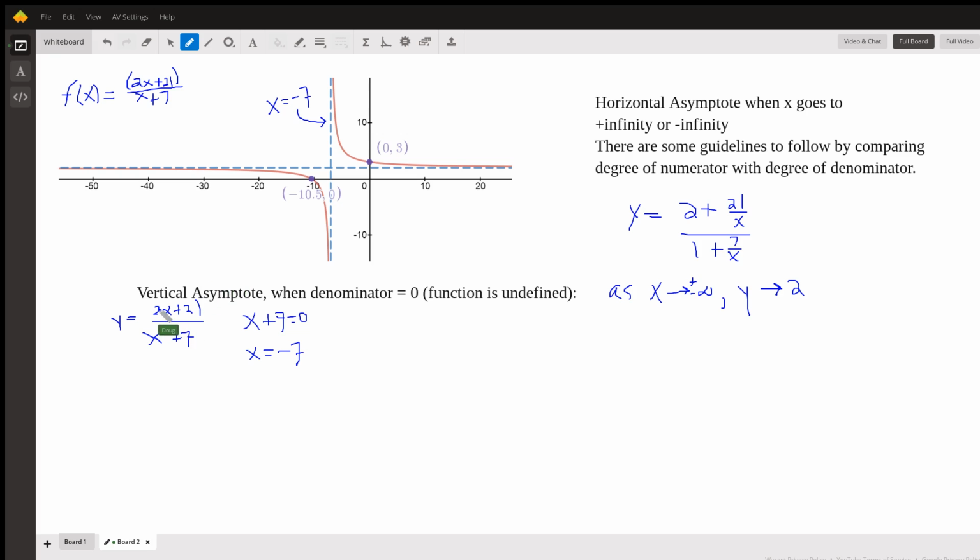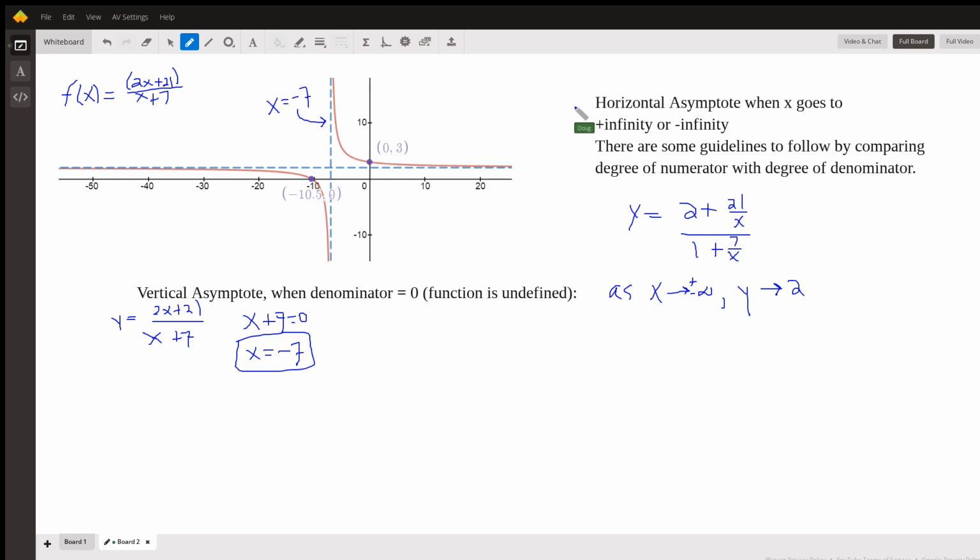Now the vertical asymptotes occur when the denominator equals 0. Because if I put a negative 7 in for x, I will be dividing by 0. So the graph cannot cross the line x equals negative 7. That's why this is a vertical asymptote, which is this dashed vertical line right here. See how the graph doesn't touch that line or cross it.